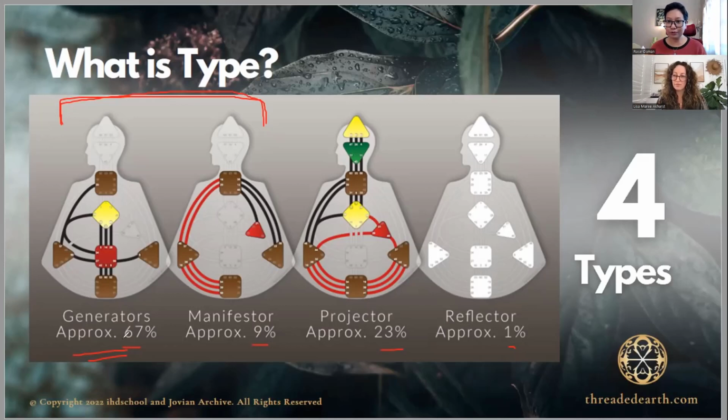And if you download your chart and you are a manifesting generator, that means you are categorized under generator, because manifesting generators and generators have the same aura type, which we're going to talk about. Here you see generators, they are the majority of the world. They are 67% of it.